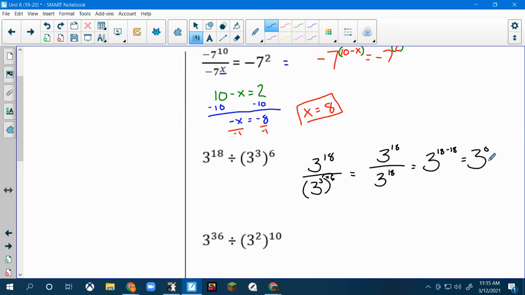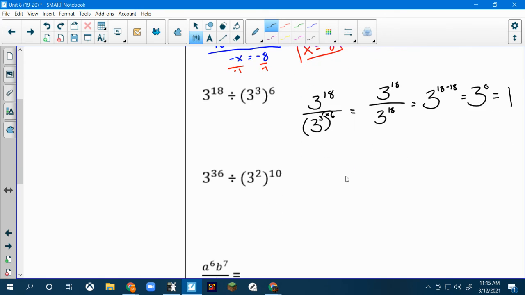And if you don't remember, anytime you have a number to the 0 power, that just equals 1. If you look here, 3 to the 18th over 3 to the 18th, that's the same number on top and bottom. So if I do 4 divided by 4, I get 1. If I get 50 divided by 50, that equals 1. 3 to the 18th divided by 3 to the 18th just equals 1. You're done.